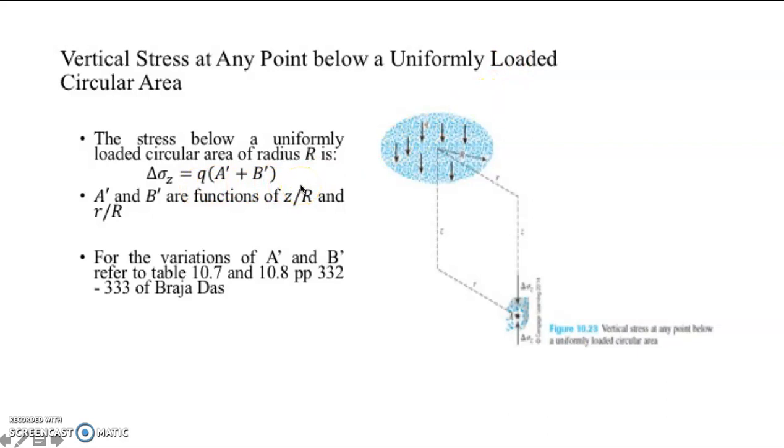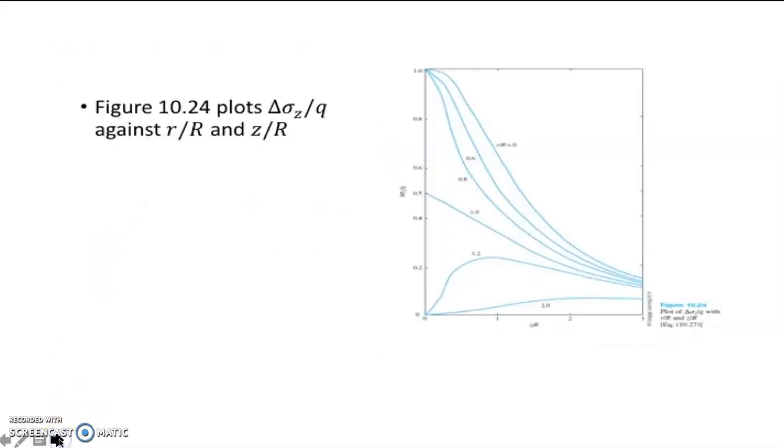We just have to get our A prime and B prime, which is a function of z over R and r over R. From there, you can get now the stress at any point below a uniformly loaded area. We have here also a figure for the variation of delta sigma over q with values of r over R and z over R.